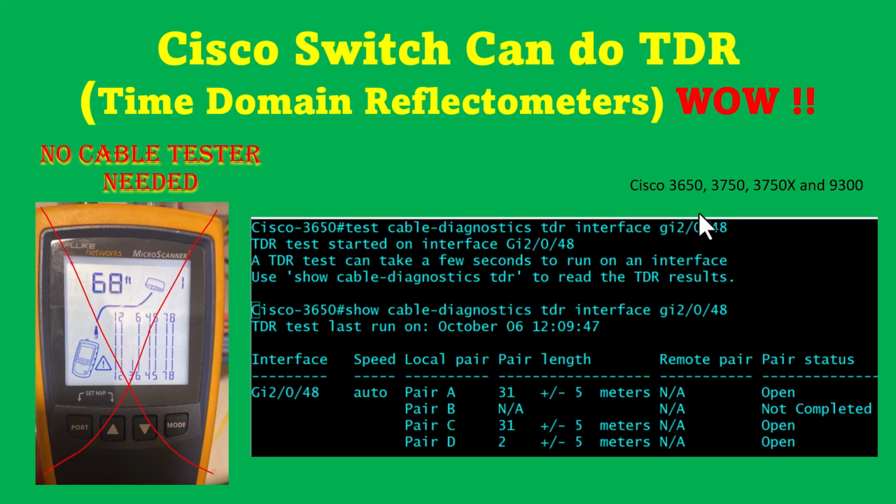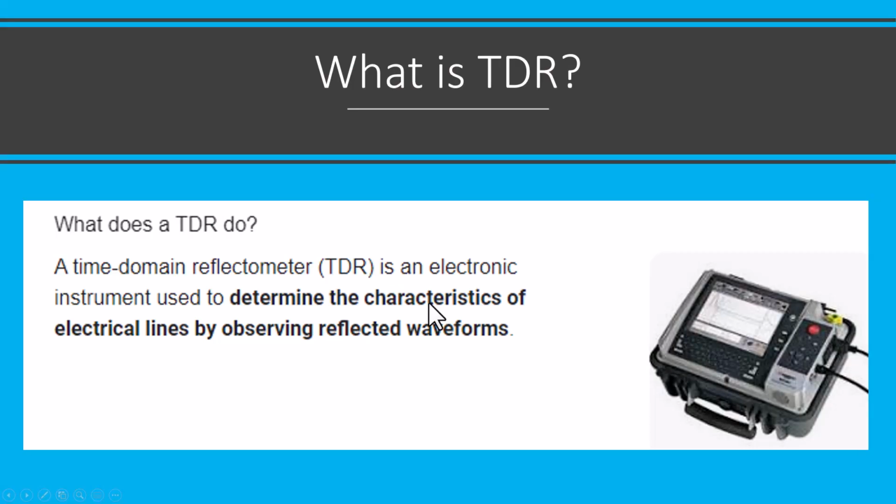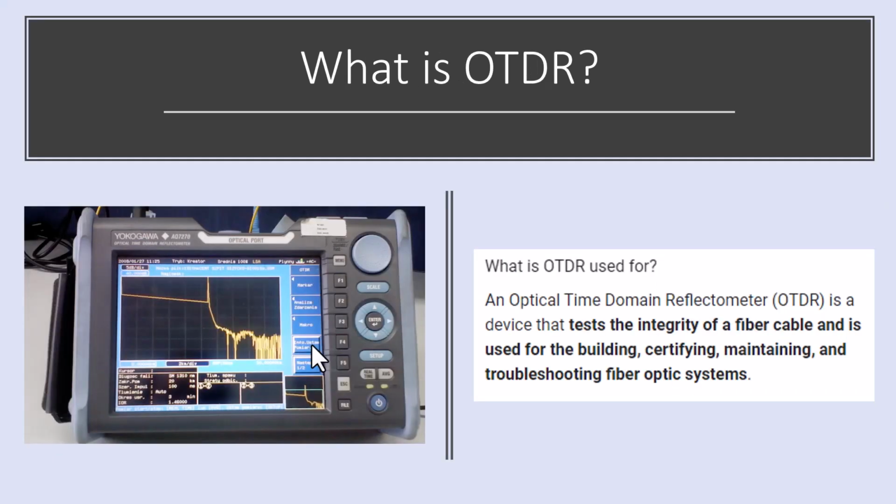I tried this command on multiple platforms, and I will show you on which platform it worked and on which it is not incorporated. So you know what TDR is: a time domain reflectometer is an electrical instrument used to determine characteristics of electrical lines by observing the reflected waveform. It sends an electrical wave and tries to sense the feedback, and depending on the reception, it determines how the line looks. TDR is done on a copper cable. For the same kind of test in the fiber world, you use an OTDR. You have probably heard this word, because it is very commonly used there. To certify that all the parameters are within acceptable levels, you need an OTDR to do that task.